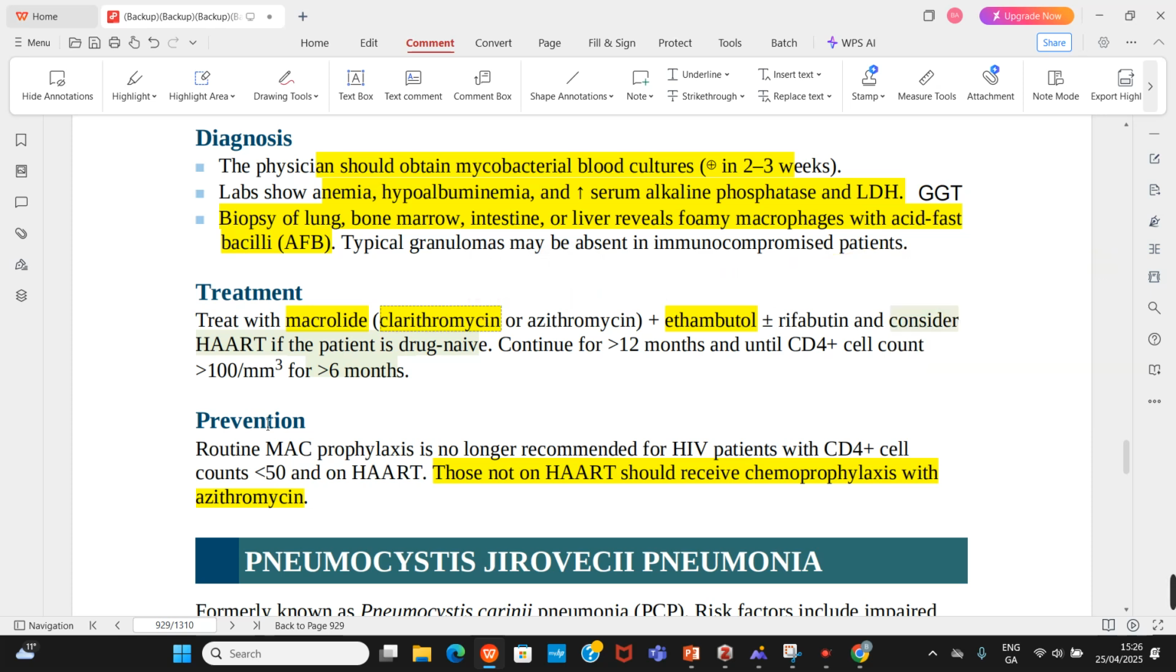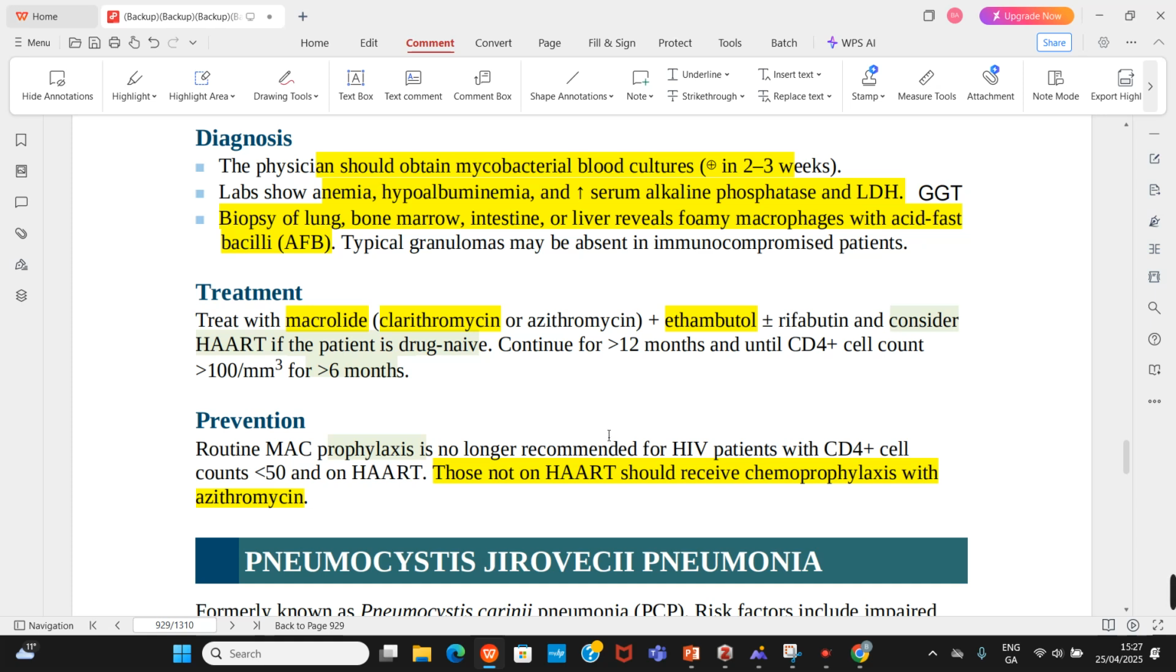Now, there is no longer a need to give MAC prophylaxis if the person is on HAART. Some people might forget this. Please don't forget this. Look at the question. Is this person on HAART? Person is on HAART. Don't give MAC prophylaxis. Don't. It's not part of the routine.